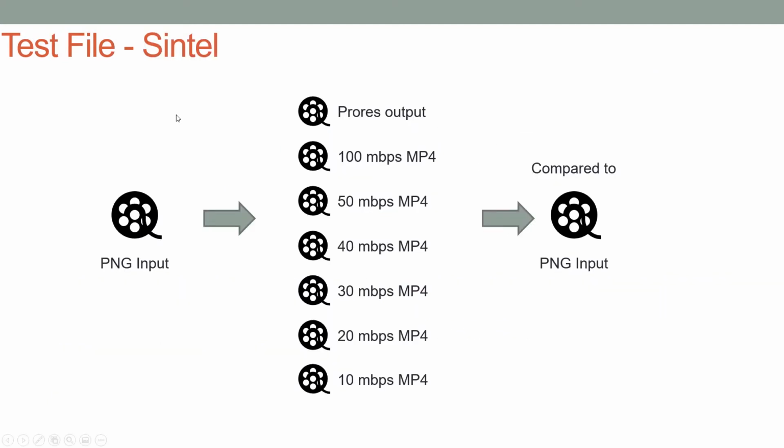So I used two test files in this analysis, and the first was Sintel. I grabbed the trailer for Sintel, which is in PNG format, so a very high quality format, and then using FFmpeg, you'll see the commands in a moment, I output ProRes files and then MP4 files at these data rates. And then I computed VMAF with the Moscow State University Video Quality Measurement Tool and compared the output files to the PNG input.